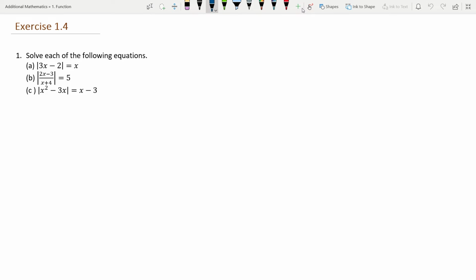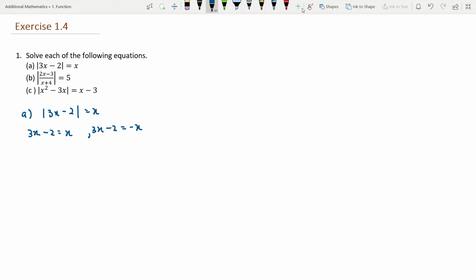Question 1. Solve each of the following equations. A, we have modulus 3x minus 2 equal to x. Since we have a modulus function, we have one positive equation and one negative equation. First one, we have 3x minus 2 equal to x. And the second one, we should have 3x minus 2 equal to negative x.